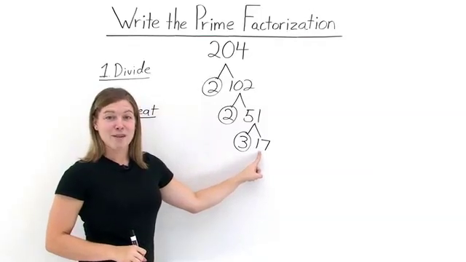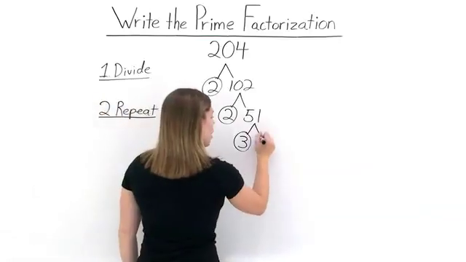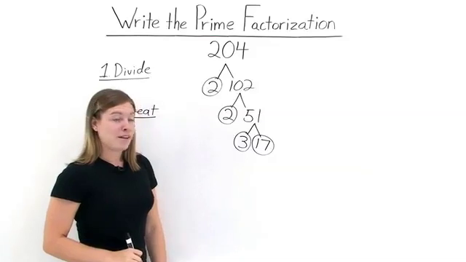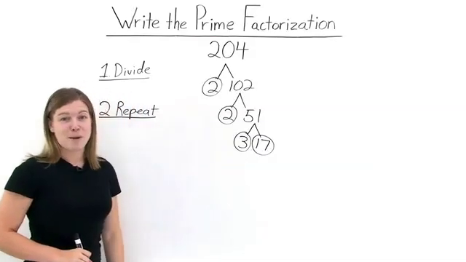Is 17 prime? Yes, it is. The only factors of 17 are 1 and 17, so we circle that as well. Now look what happened. We don't have any numbers left to factor. That means that we finished step 2.